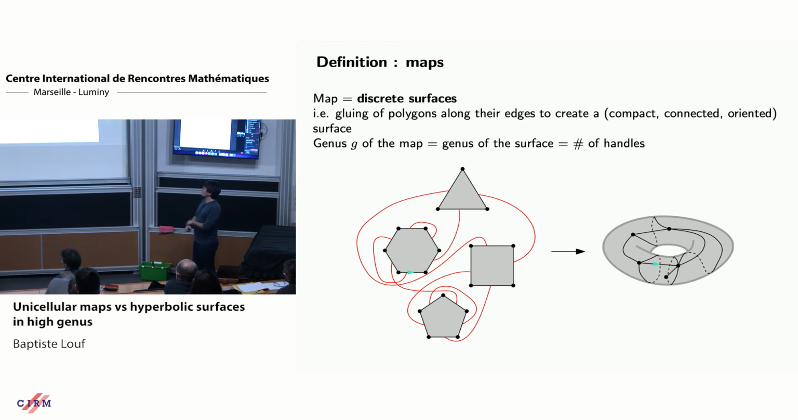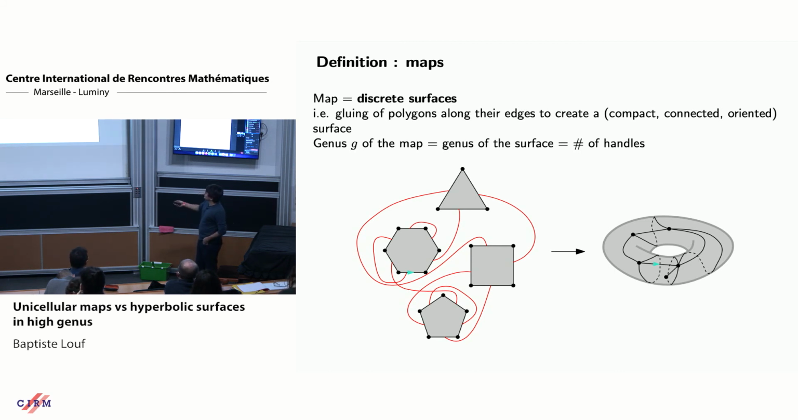So a more precise definition is that a map is the data of the gluing of some polygons along their edges to form a surface. For me, the surface is compact, so no boundaries. It's connected and it's oriented, so not like Maciek right before me. And there's a very important parameter of maps that I'll be interested in for this talk, which is the genus.